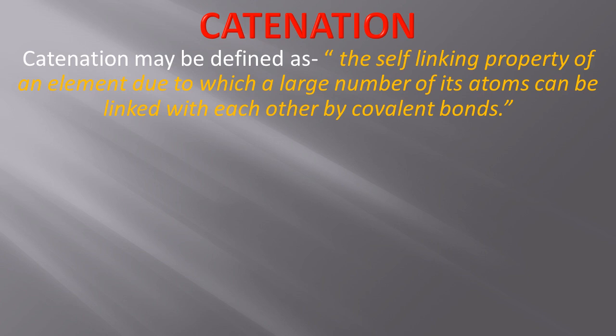One carbon atom is linking with another carbon atom by means of a covalent bond. When carbon atoms link with other carbon atoms in large number, they exist in a chain-like structure. That property is known as catenation. So one carbon atom is linked with another carbon atom, and like that many carbon atoms are linked by means of this covalent bond, resulting in a large chain of compounds.